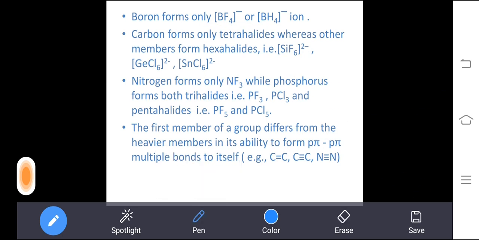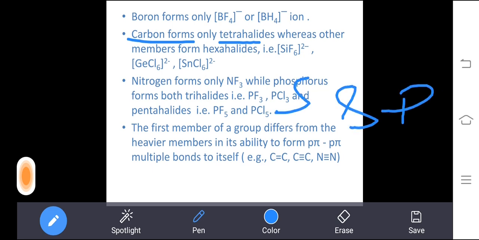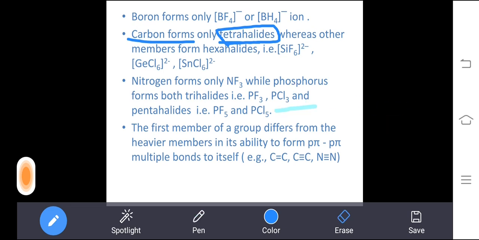Not only boron, carbon also forms tetrahalides. The reason is it has only s and p orbitals, not d. Due to that, it will not form hexahalides or pentahalides. It will form only up to tetrahalides. The reason is that carbon is also the first element in the p block and doesn't have a d orbital.